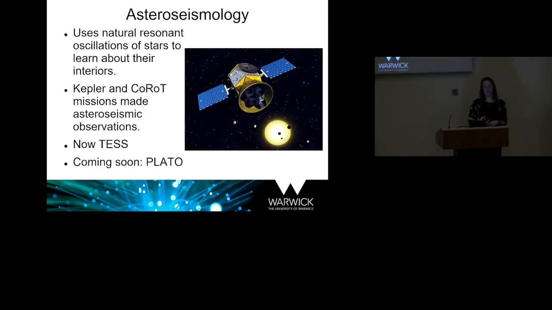I'm very lucky to be a researcher in a time when asteroseismology is very much a boom subject. Much like helioseismology, asteroseismology uses the natural oscillations of stars to learn about their interior. And because we can use the same data that people use for searching for exoplanets, we can look at those same intensity variations and do asteroseismology. We have a huge wealth of data from Kepler and CoRoT, and even though those missions are no longer with us, TESS was launched very recently, and we have PLATO on the horizon.